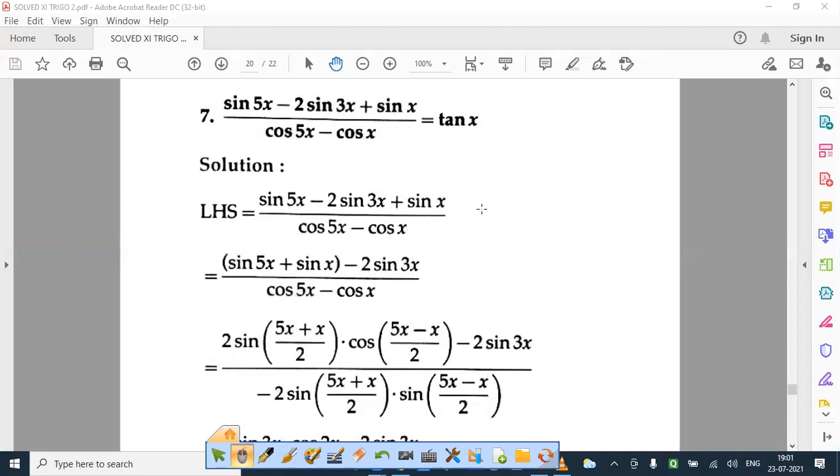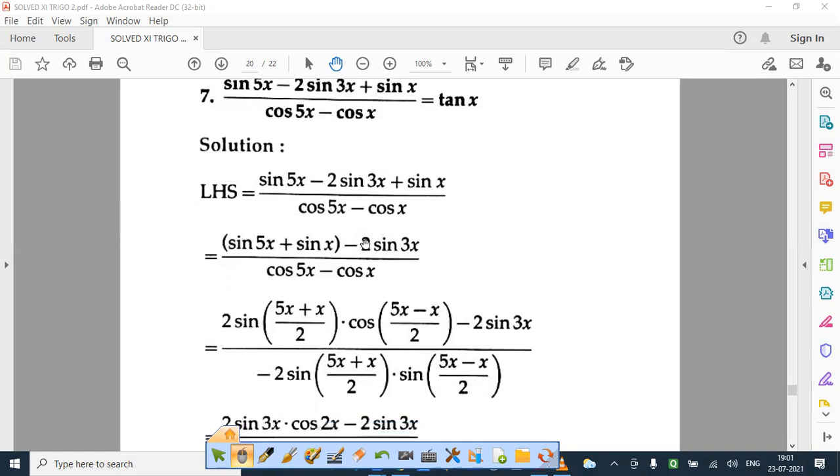Now sum number 7. Let me explain, but please write the solution after the lecture. Prove that sin 5x minus 2 sin 3x plus sin x upon cos 5x minus cos x equals tan x. Now begin with LHS. Sin 5x plus sin x. Why group these two terms only? The reason is simple. The third term contains 2 and from 5x and x we can get 3x. This is the simple logic.